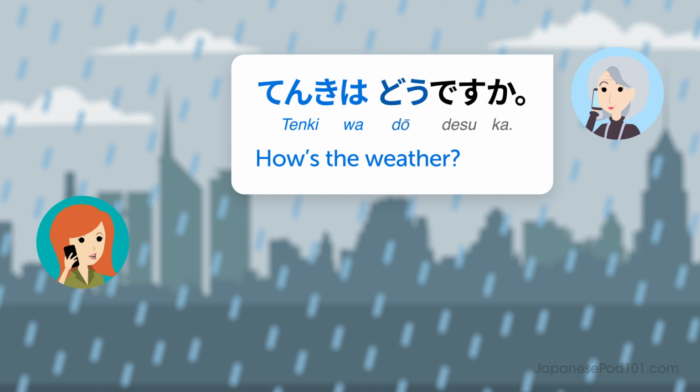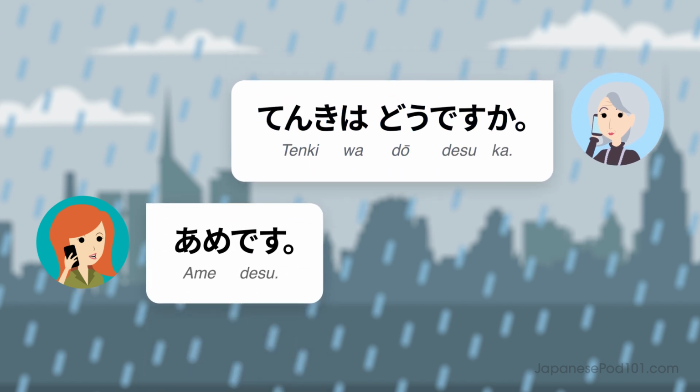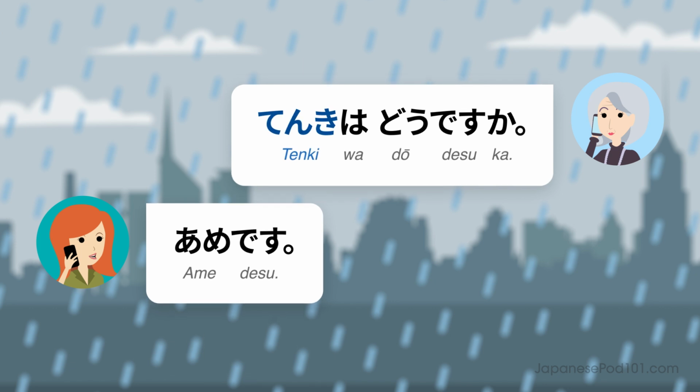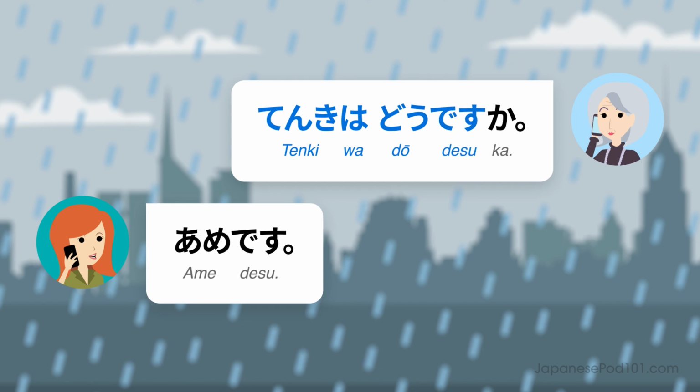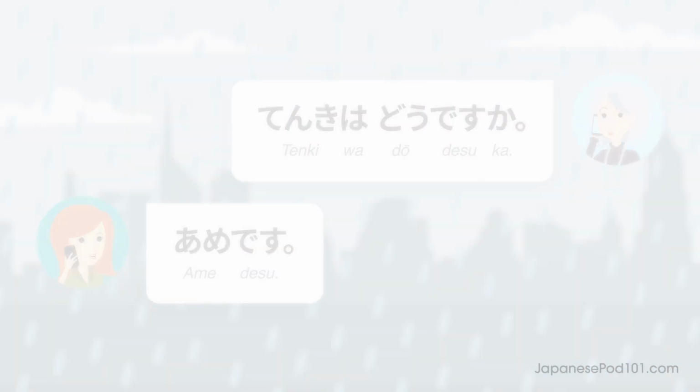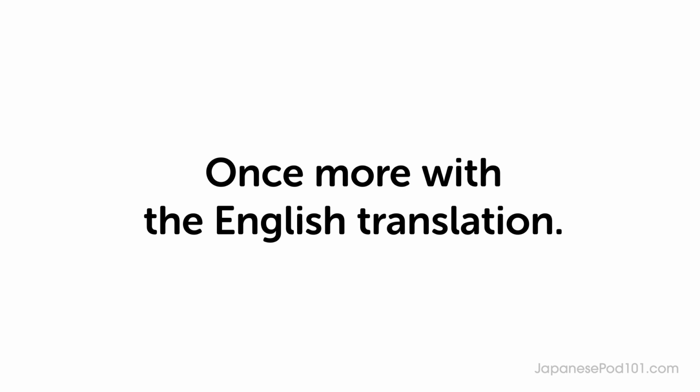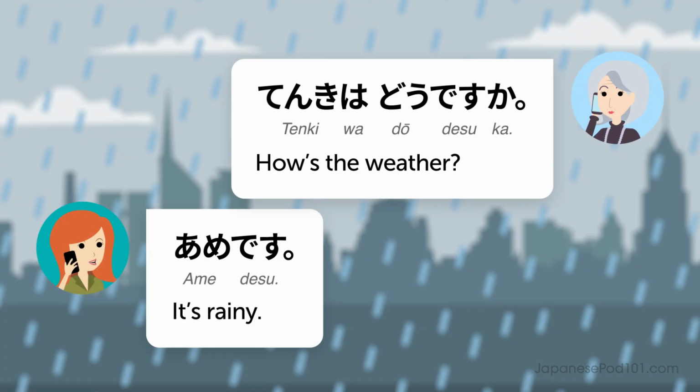天気はどうですか? Listen to the conversation and focus on the response. Ready? 天気はどうですか? 雨です。 Once more with the English translation. 天気はどうですか? How's the weather? 雨です。 It's rainy.